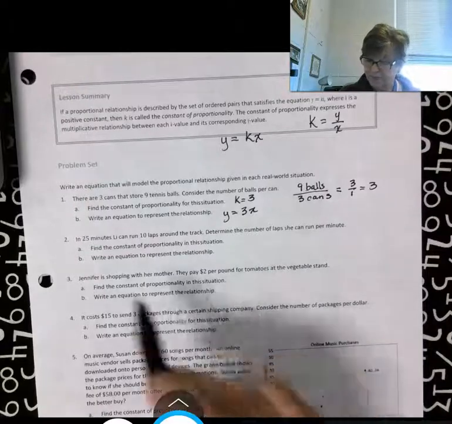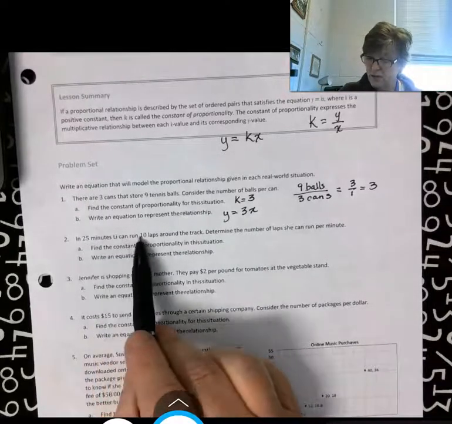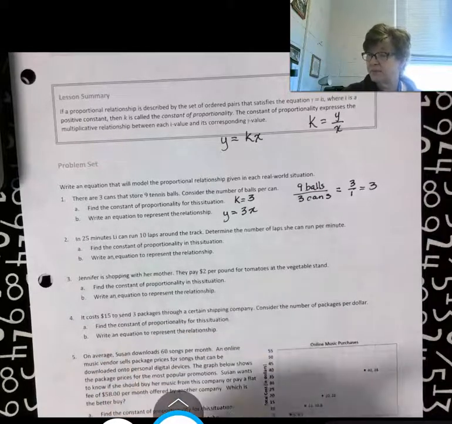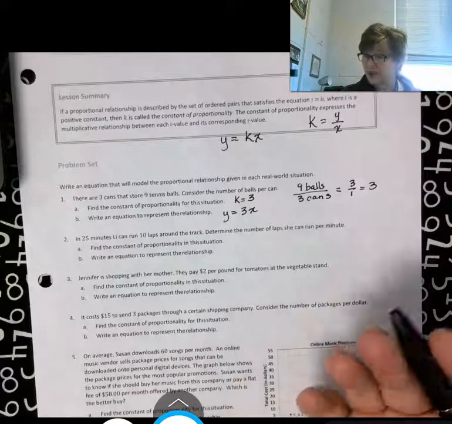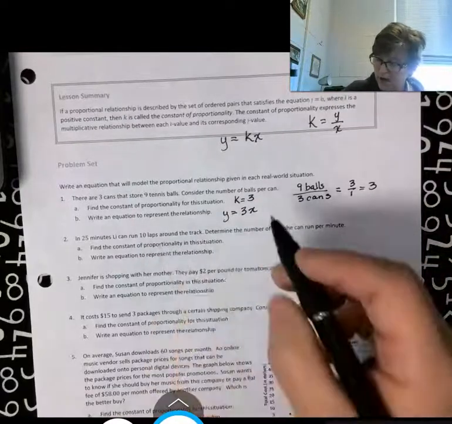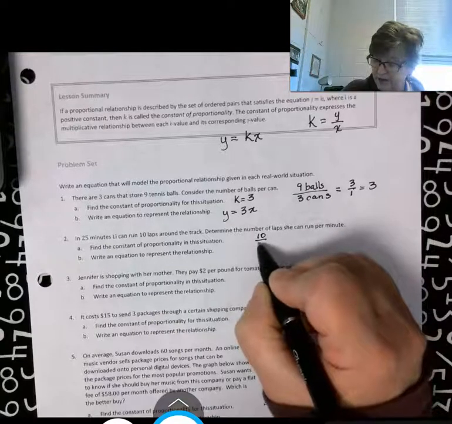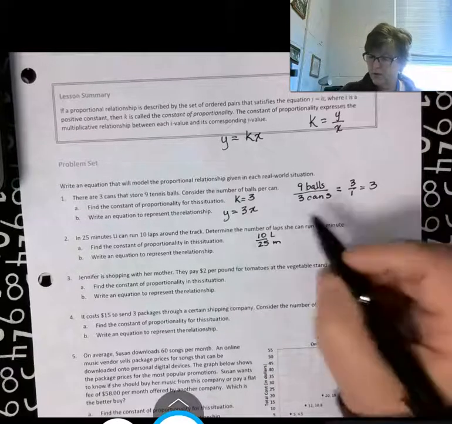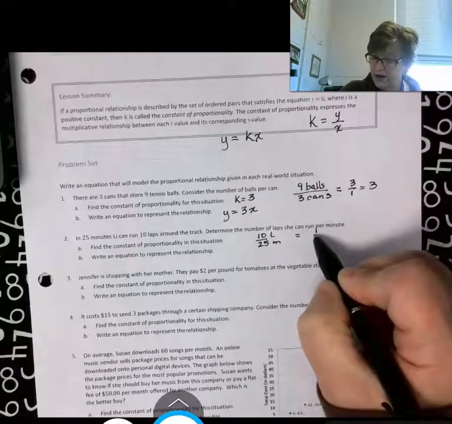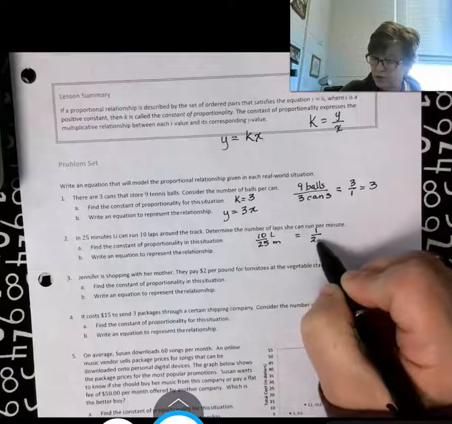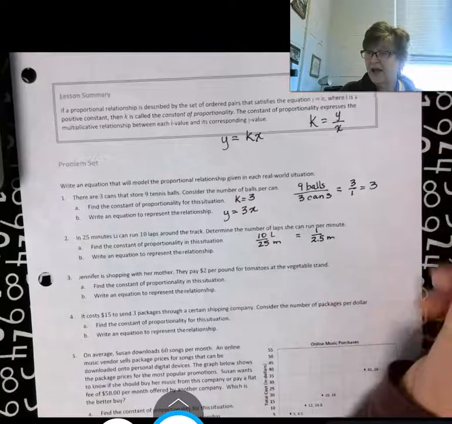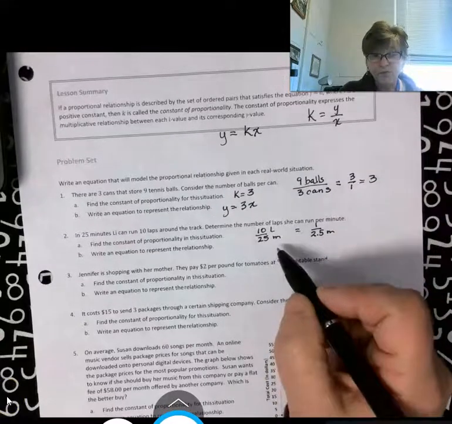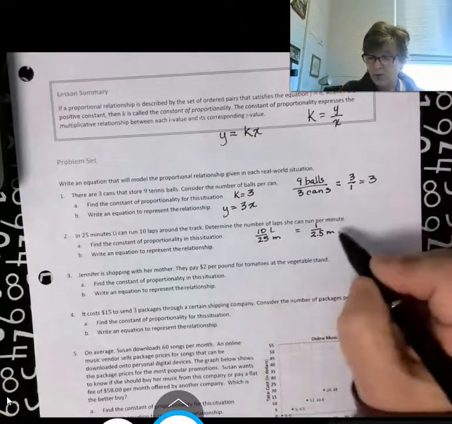Looking at the next one. 25 minutes can run 10 laps. Remember, usually time is on the bottom, or is usually my x value. So I can do 10 laps in 25 minutes, which is equal to 1 lap in 2.5 minutes. And it's okay that it's written that way. However, you could also write it another way.